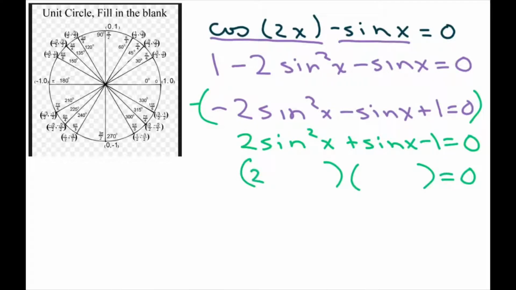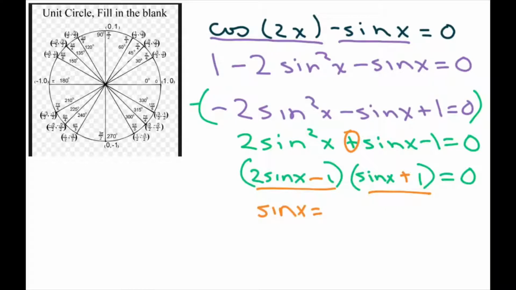So we have 2 sine x, and we have a 1 and 1 for this 1 here. Since I need a negative here, I'm going to make this positive and this negative. So basically take these pieces apart and set them to 0. For the first part, you'll get sine of x equals, we're going to add the 1, divide by 2. And for this piece here, we're just going to subtract the 1.